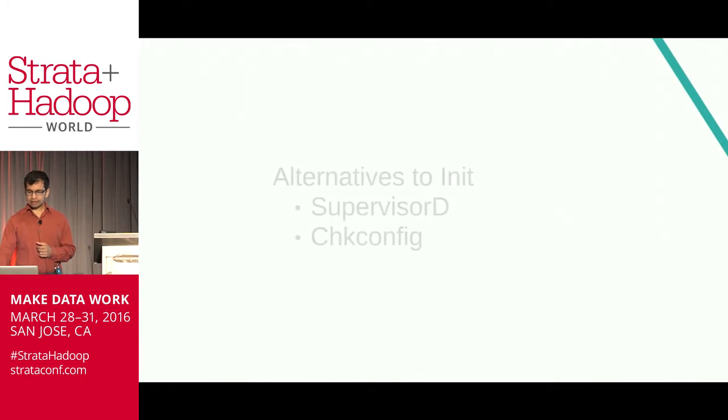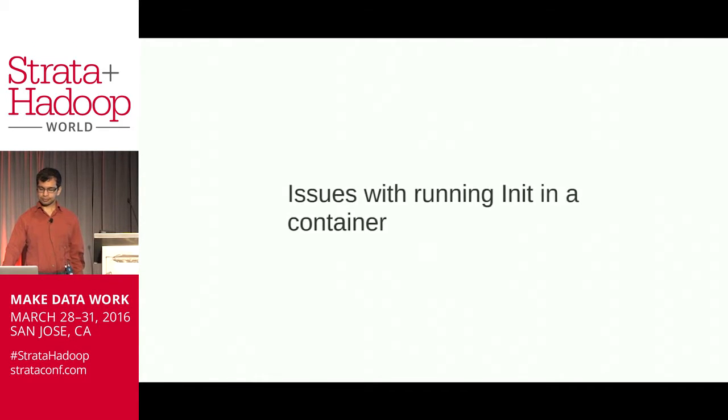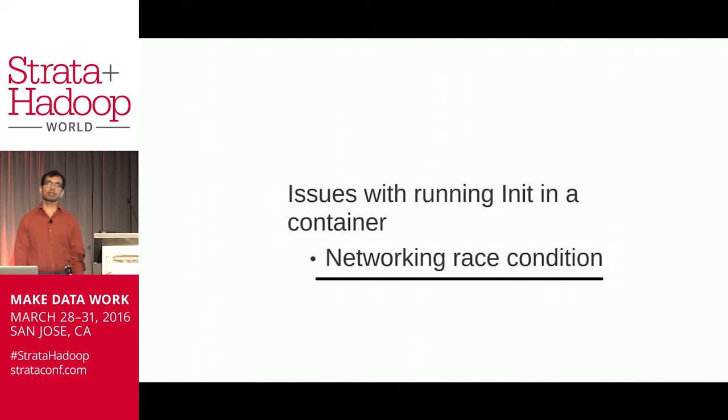The next thing we encountered was that init puts its own constraints, and therefore there are some issues when running init in a container. The first issue we encountered was that the containers would come up, but there would be no network. We wouldn't be able to access the containers from outside, and from inside the container, we wouldn't be able to go out to the network.